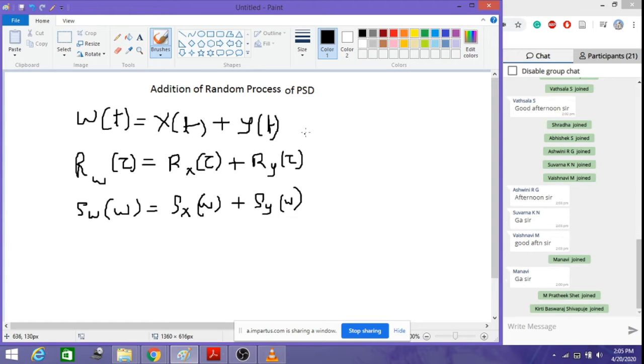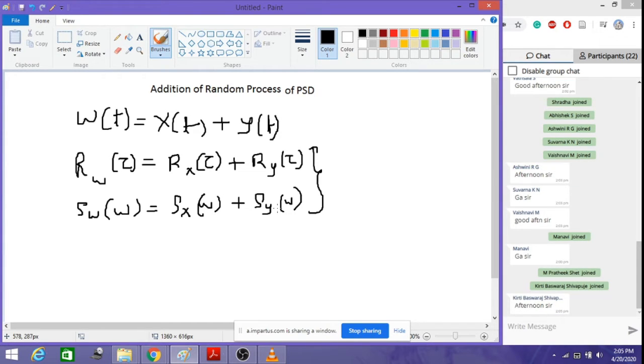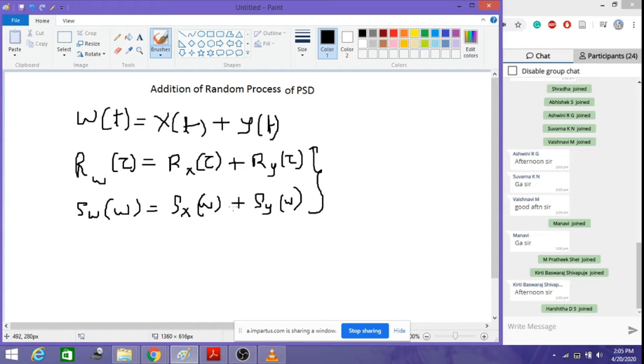So it means the addition of the random processes in the time domain. Here we are trying to relate the time domain with the frequency domain. In the time domain, it is the addition of the autocorrelation of x and y, the two random processes, and the same thing results in the frequency domain: the frequency domain also gives the summation of the two random processes, x and y.